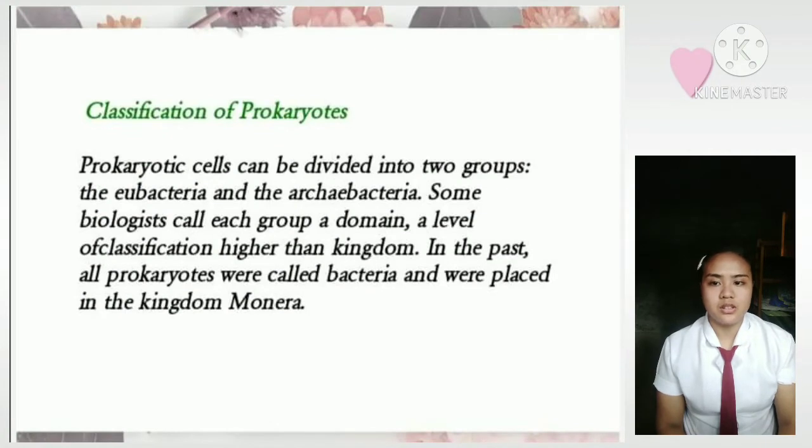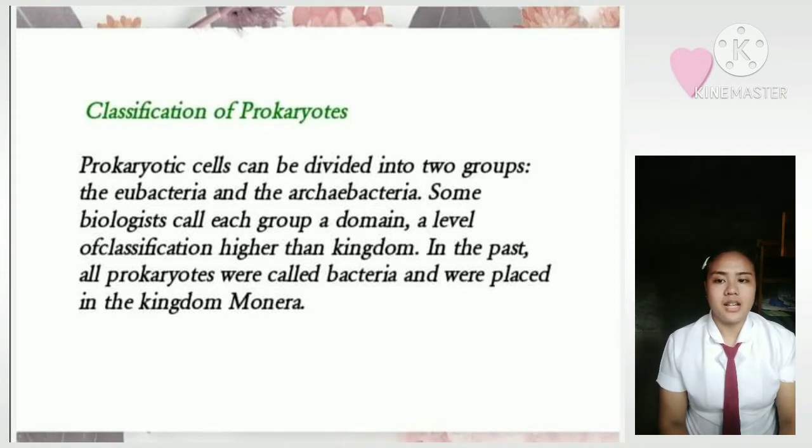Classification of prokaryotes. Prokaryotic cells can be divided into two groups, the eubacteria and archaebacteria. Some biologists call each group a domain, a level of classification higher than kingdom. The past prokaryotes were called bacteria and were placed in the kingdom Monera. So, sinasabi na ang prokaryotic ay nahahati sa dalawang group. At ito ay eubacteria and archaebacteria. So, tingnan natin.